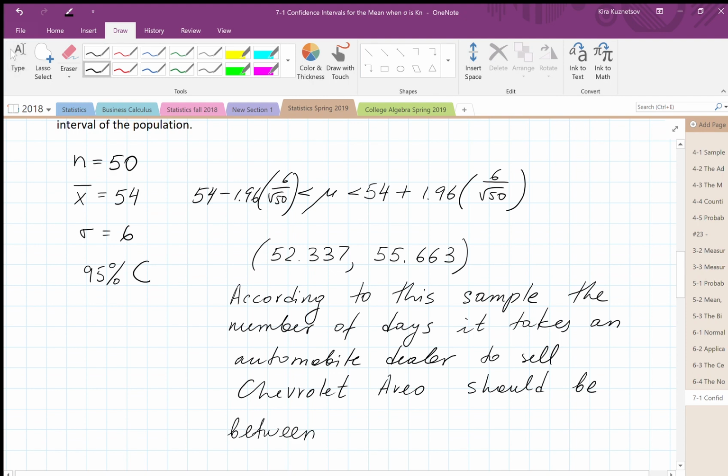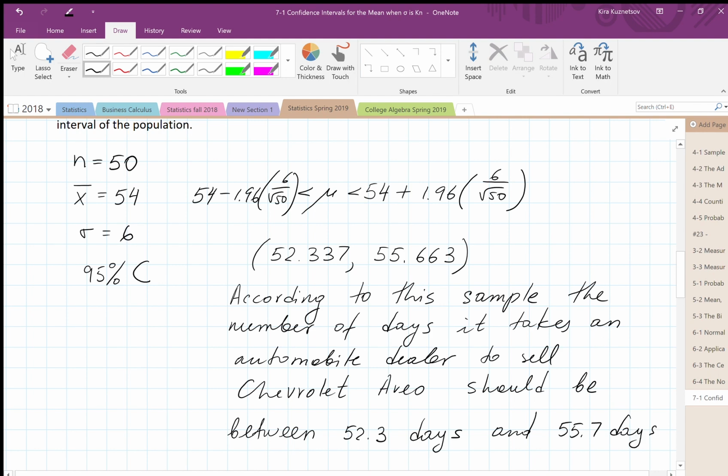and what you're doing is you're giving me these numbers with units. So if it makes sense to put a decimal, then do it. If it doesn't make sense, don't. So round correctly, and that should do the trick. It should be between 52.3 days and 55.7 days.